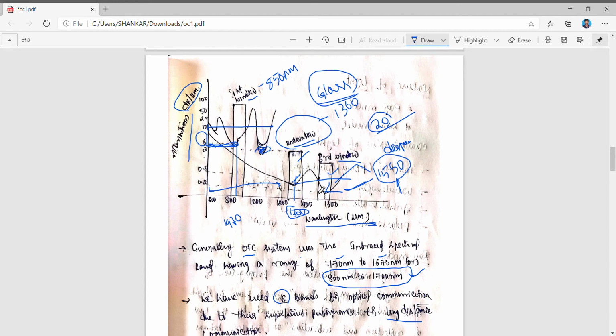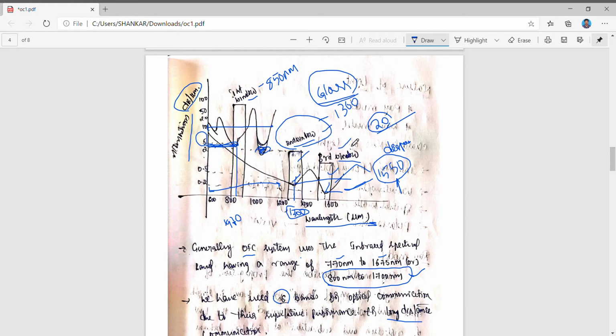And here see the third window. In the third window there will be the attenuation at 1550 nanometers. It also has much less attenuation compared to the 1300 nanometer band. It is 0.2 dB per kilometer. So nowadays we are using optical communications at 1550 nanometer and 1300 nanometers also. It means we are using the second window and third window for optical communication.